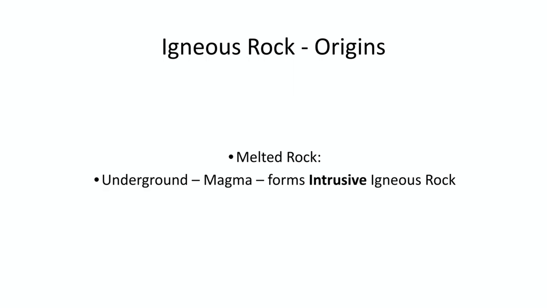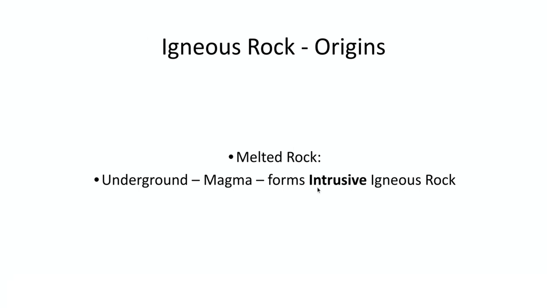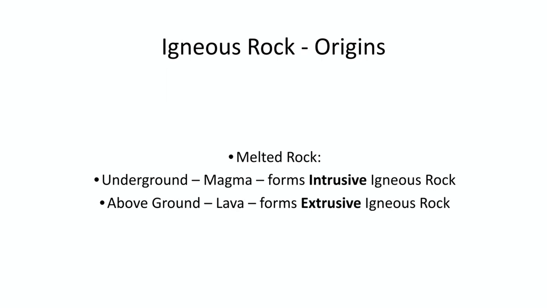If that liquid rock is underground, we call liquid rock underground magma. So magma is liquid rock underground. And that is going to form what's called intrusive igneous rock. The way that I like to remember it is that you see the prefix in, and that means that magma is going to form rock inside the earth because it's underground. So intrusive rock comes from magma inside the earth.